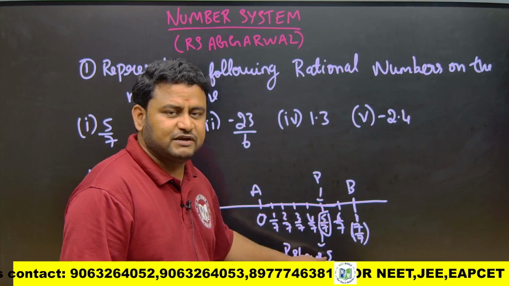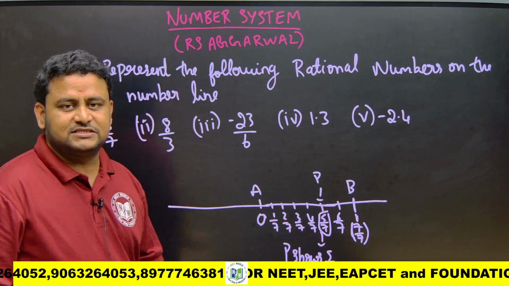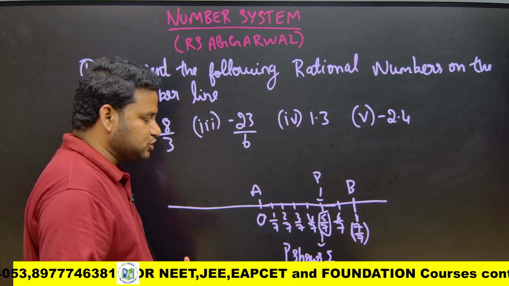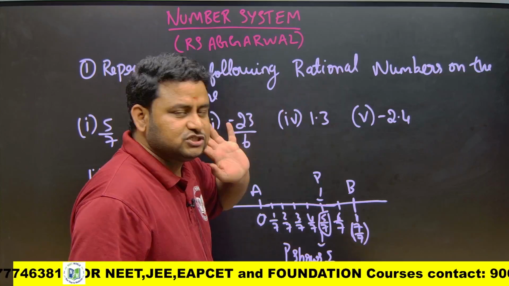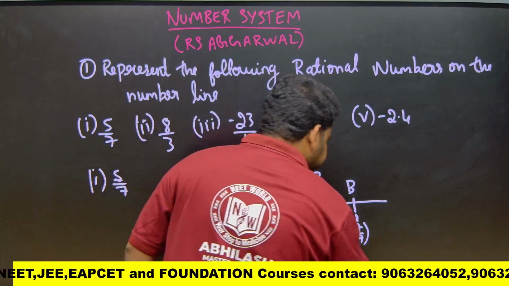What do we need? We need 5 by 7, that is asked in the question. Then P represents 5 by 7. This is how you have to solve this question. Okay, I hope it is clear to you. Let us move to the next question, so that by the end of these 5 questions it will be very much clear to you how to solve this question. Clear?